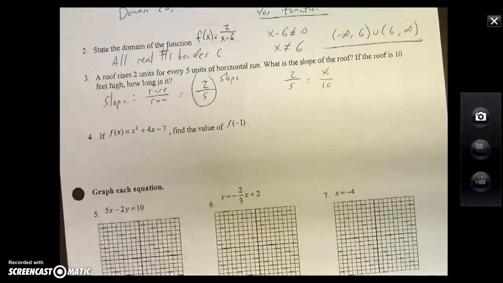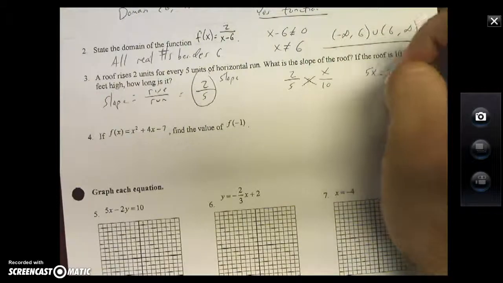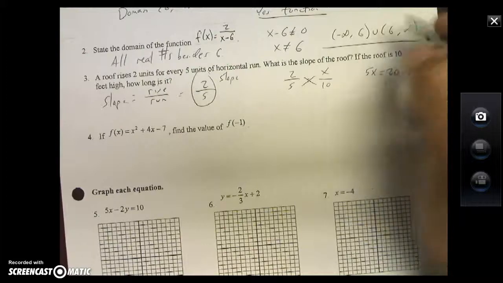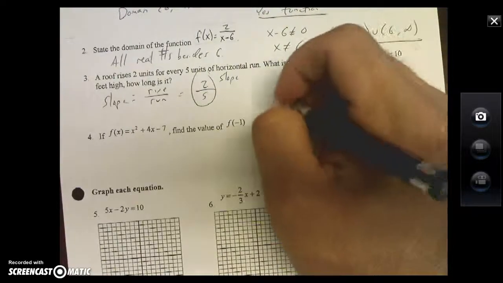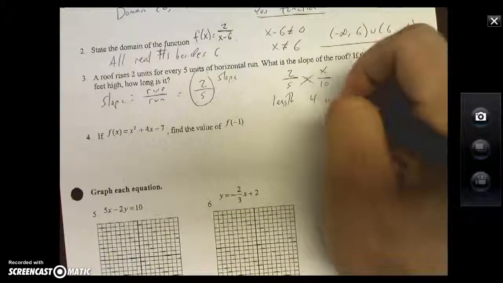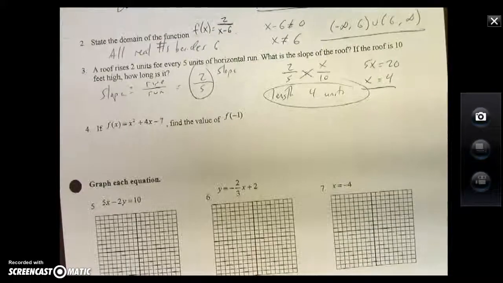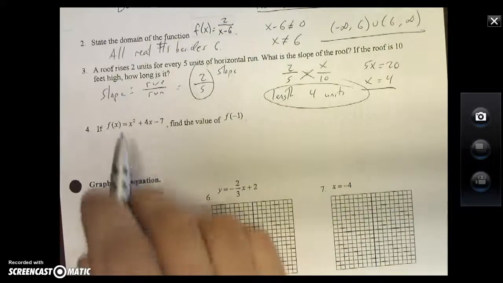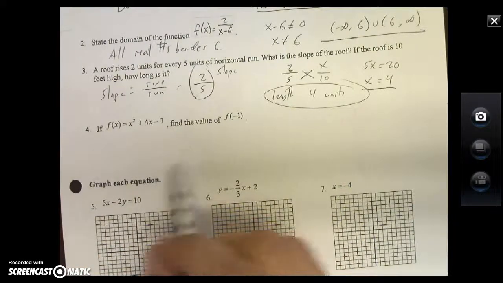But what you can also do is cross multiply. And I just want to share this with you real quick. 5x equals 20. 2 times 10 is that. Divide both sides by 5. 4. So we would write our length is 4 units. Okay? And please make sure you are remembering units because it is very important, especially when dealing with a word problem.